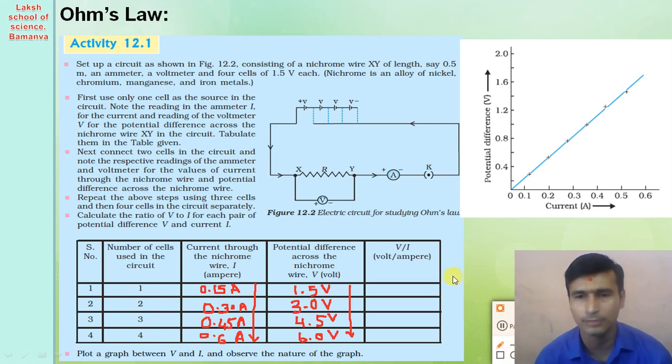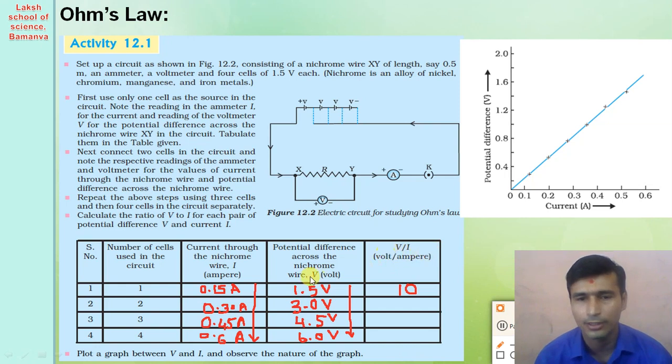Now another observation is, take a ratio of V by I in each of these cases. If we take a ratio of 1.5 volt divided by 0.15 ampere, we get the answer 10. The ratio of V by I in each of these cases is the same, and it is equal to 10. See each and every value in the table and take a ratio of V by I.